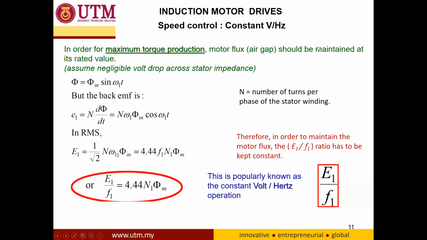Okay, so this slide shows the proof of why we need to maintain the ratio between voltage and frequency, because the voltage and frequency are related to the flux. The method to maintain the ratio of the voltage and frequency is popularly known as constant volt per hertz operation.